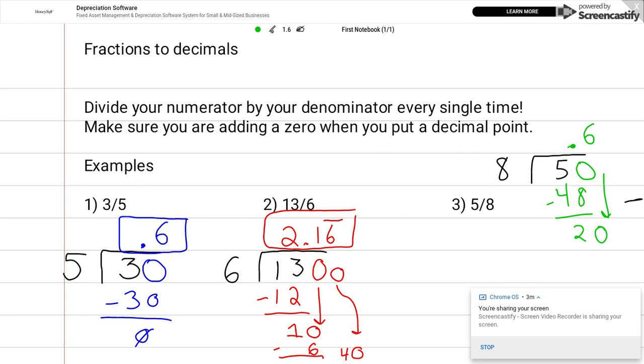Bring down another 0. 8 can go into 20 2 times. 16. I'm left with 4. Bring down that last 0. And 8 can go into 40 5 times, and it will go into it evenly. So my final answer here is going to be 0.625.